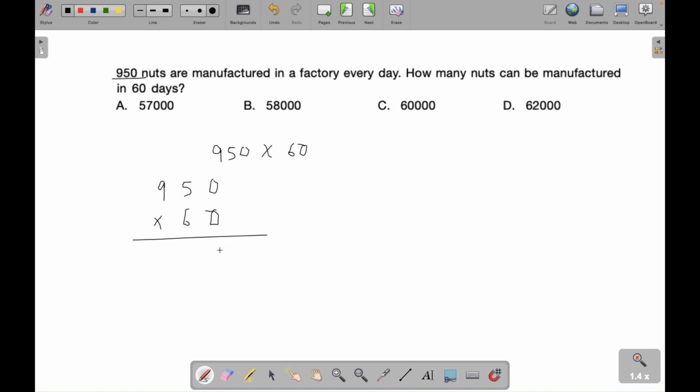So 0 times 0 is 0. 0 times 5 is 0. And 0 times 9 is 0. 6 times 0 is 0. 6 times 5 is 30. So 3 is carried over. 6 times 9 is 54. So 57.